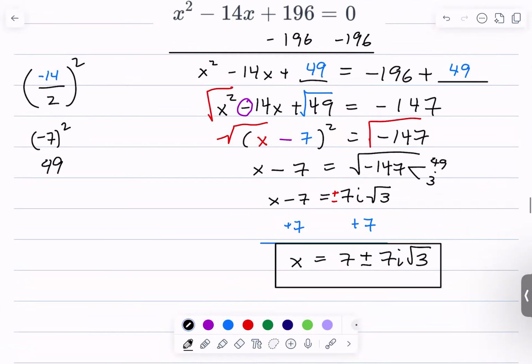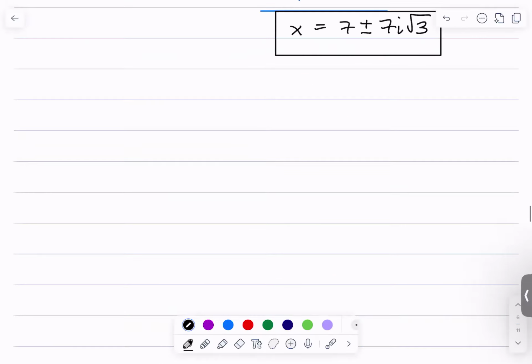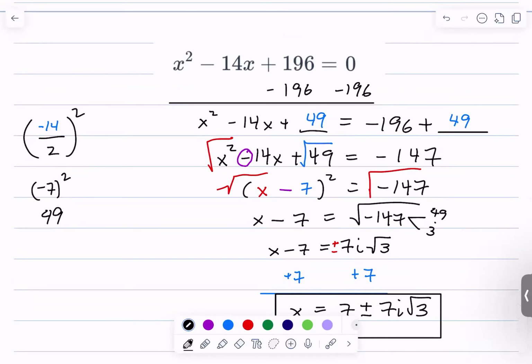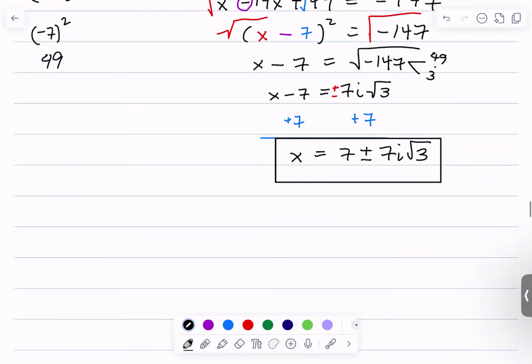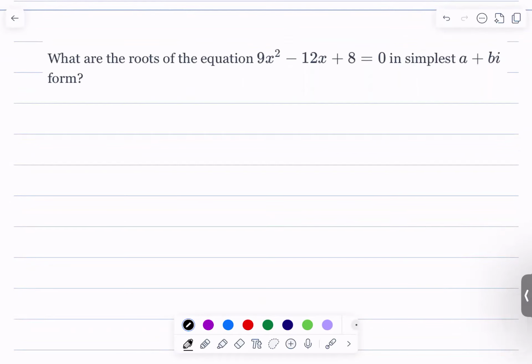So those are the steps to this problem. Any questions? Again, you can use completing the square or the quadratic formula, but then you will be an accountant trying to figure out how to break down, I believe, 588. So in this case, our next example: 9x squared minus 12x plus 8 equals 0.